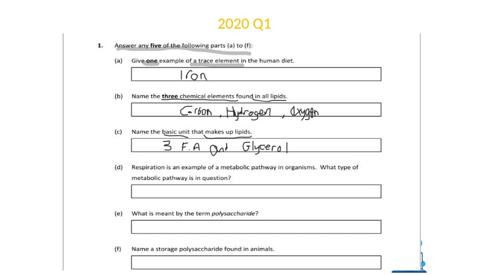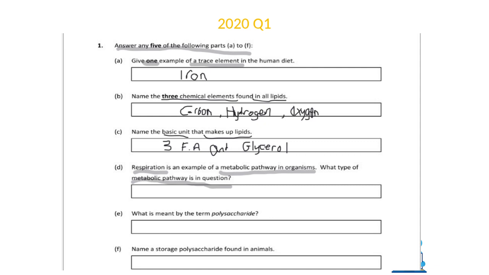The next question is talking about respiration, and it's referring to metabolic pathways. So the metabolic pathways refers to the type of metabolism essentially. So respiration is an example of a metabolic pathway in organisms. What type of metabolic pathway is in question?